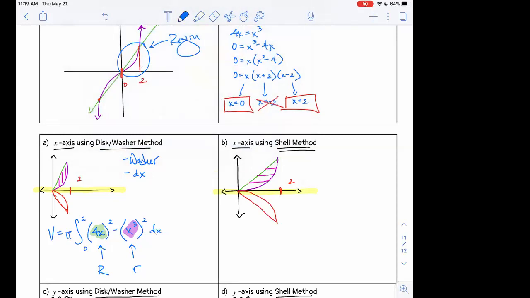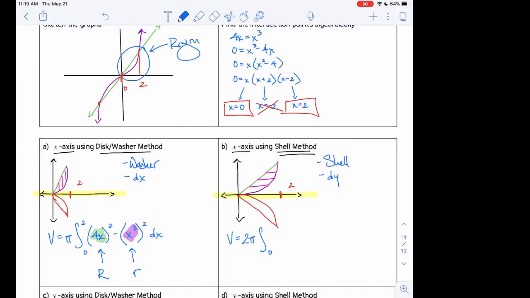And when I think about setting up my volume formula here, so I know I'm going to need shell because they told me, and I know I'm going to need dy because these lines are stacking up that y-axis. And so I'm going to get volume equals 2 pi, the integral from 0 to, what is our top bound for the y value?